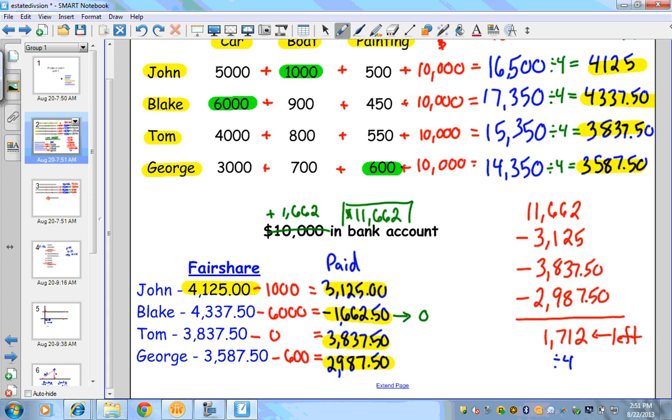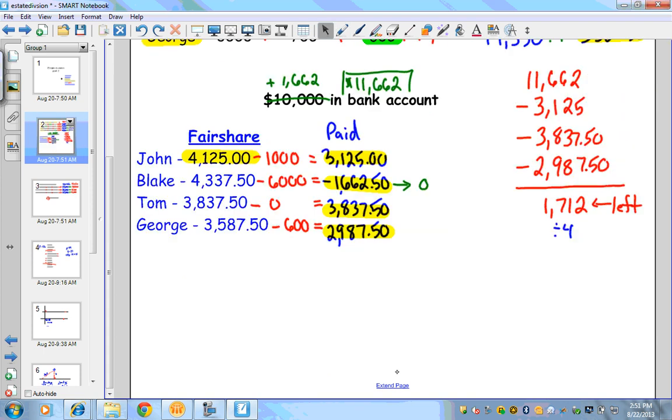And when you do that, you get $428. So this $428 is the bonus that was left over in the account. And everybody's going to get this bonus. So John got $3,125. He's also going to get $428 as a bonus. Blake's at 0. He's also going to get $428. Tom is also going to get $428, as well as George. So they're all going to get that additional cash along with the cash that they were owed.